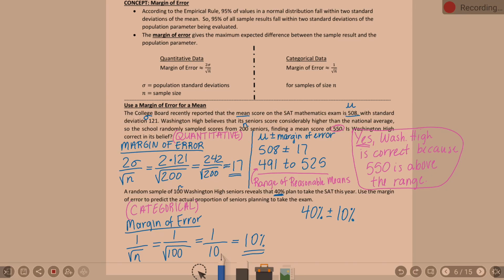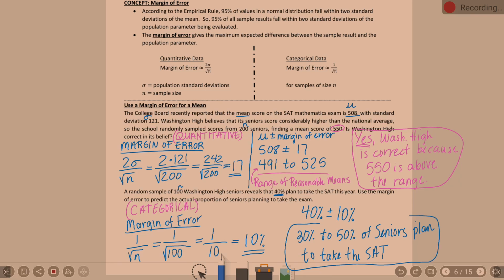So what is 40 minus 10? 30. What is 40 plus 10? 50. So 30 to 50% of seniors plan to take the SAT this year. Now, in Savas, may they just ask for margin of error? They might. But when they start asking for a range of reasonable values, you're taking that margin of error and adding and subtracting it from whatever the given value was. Okay?